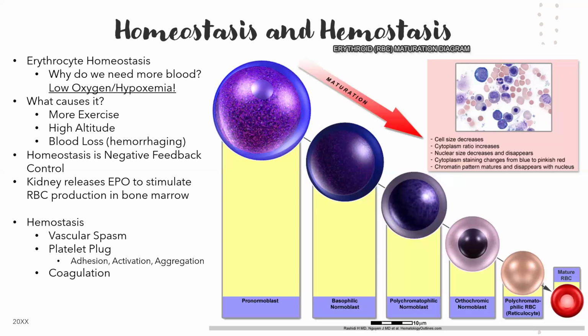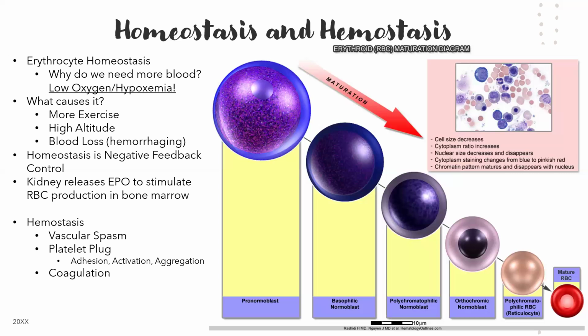The mechanism that causes you to make more red blood cells is through the kidney. So the kidney will realize that you have a low oxygen or a hypoxemic condition, and it'll release a protein slash enzyme called erythropoietin, which then stimulates the red blood cell production in bone marrow. And I'll kind of cover that here in the next slide.